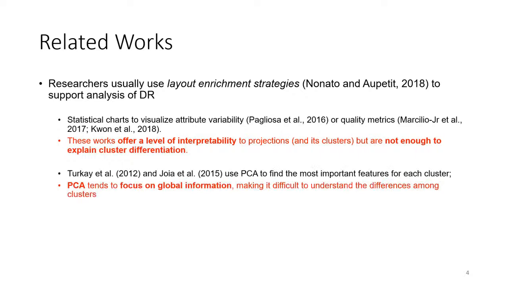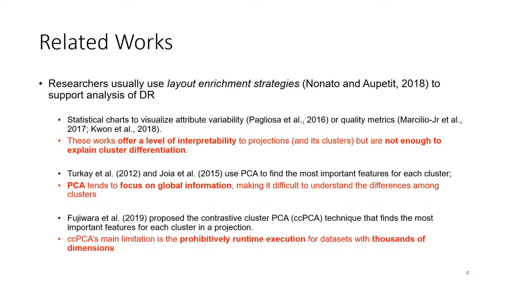We can use PCA to find the most important features, but since PCA tends to focus on global information, it makes it difficult to understand the difference among clusters. Or we can use CCPCA, but we are unable to use it on thousands of dimensions.